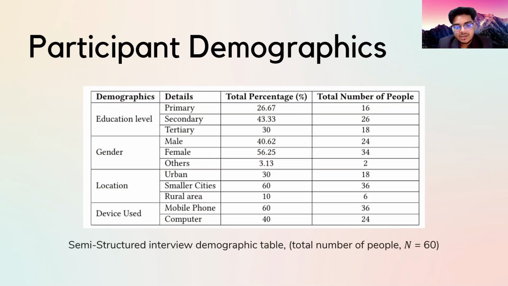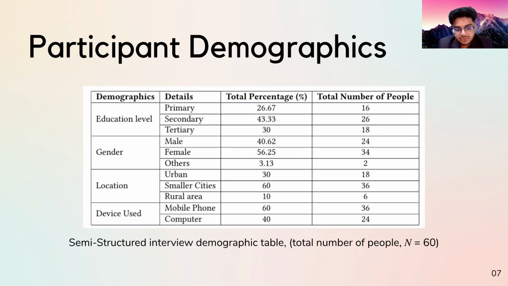Let's take a look at the participants from our semi-structured interviews. As we can see, a total of 60 students were interviewed, 56% were tertiary, 26% were secondary, and 16% were primary. We also divided our participants into urban, smaller city, and rural regions. We also varied their levels of internet access and device availability.